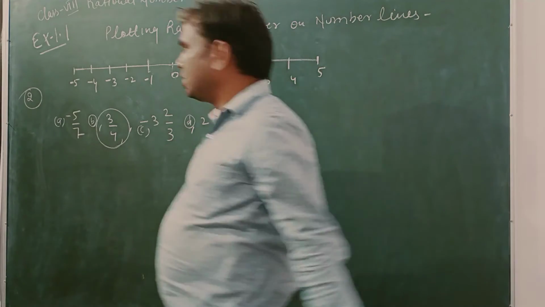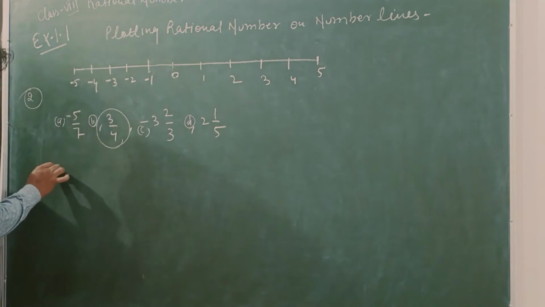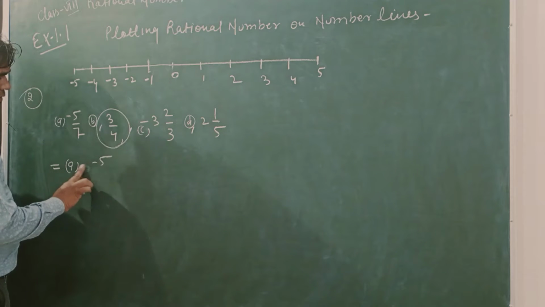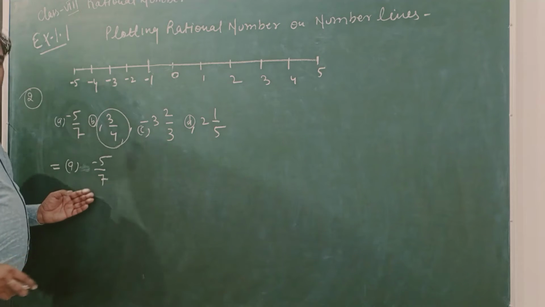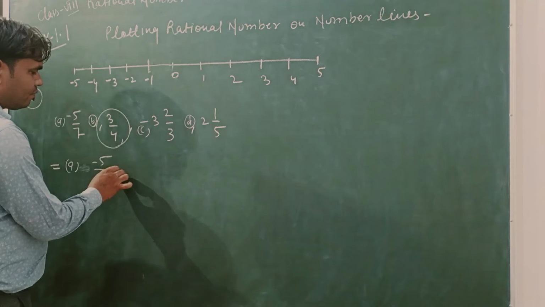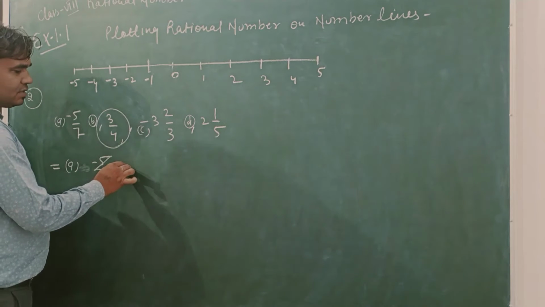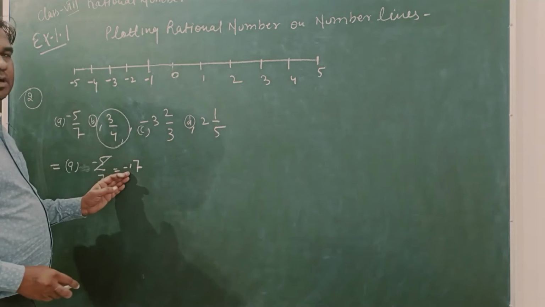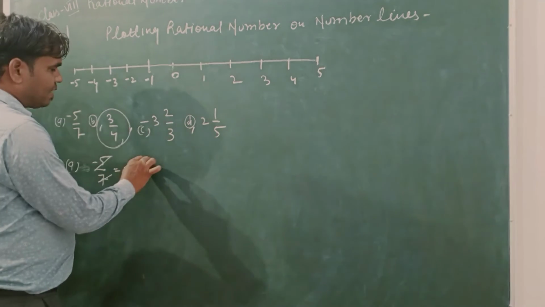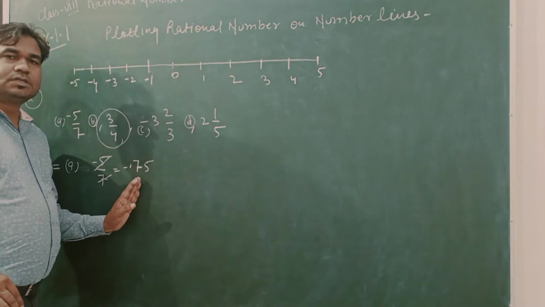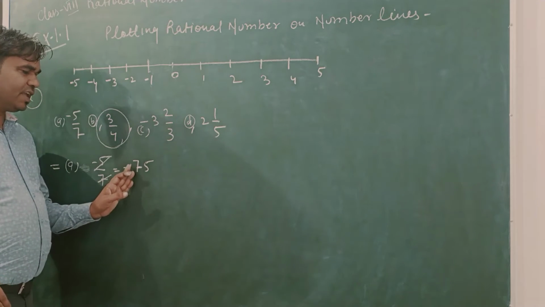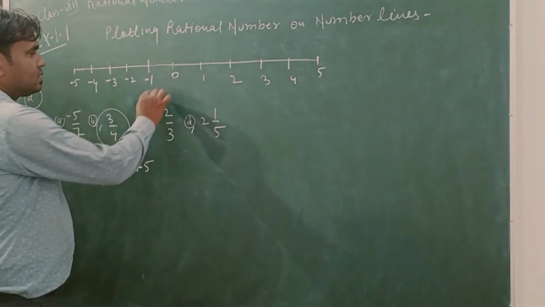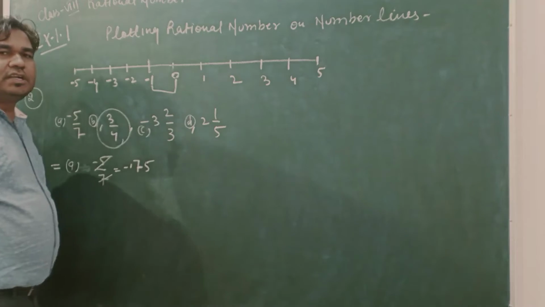So let me see, students, part A. Here you see minus 5 over 7. 5 over 7, it means we find out the value. That means minus decimal 7, and after 7 you can put 5 times. So this is the value we got, minus 0.7 and something. So this value falls between minus 1 and 0.